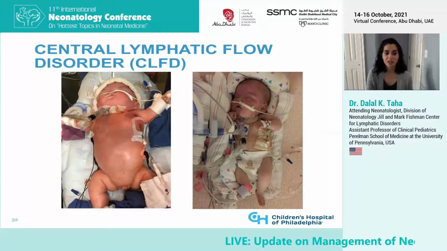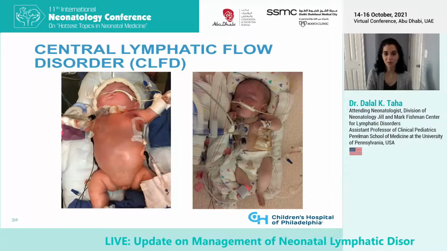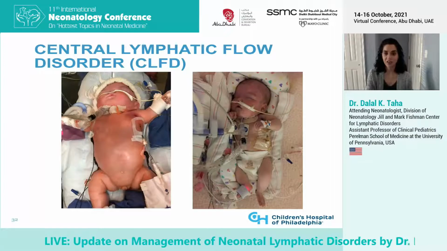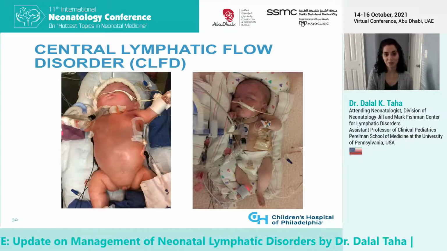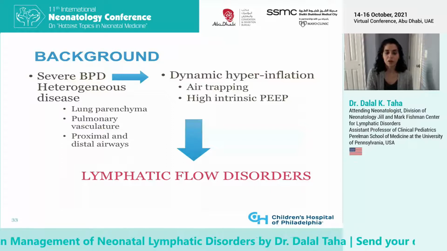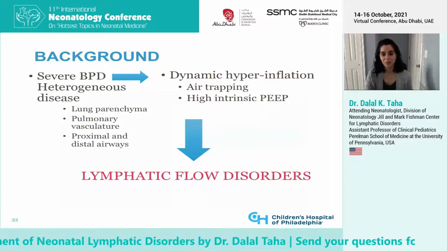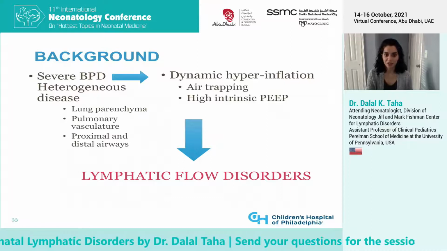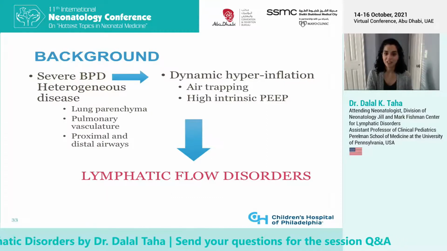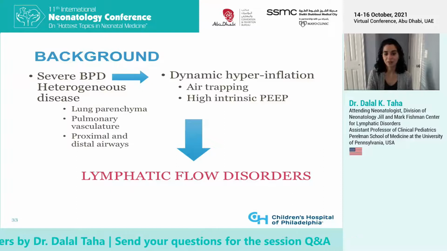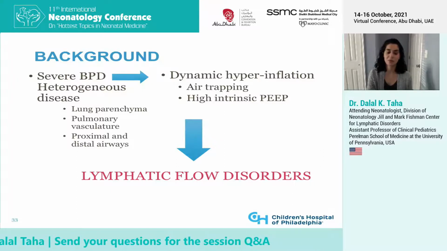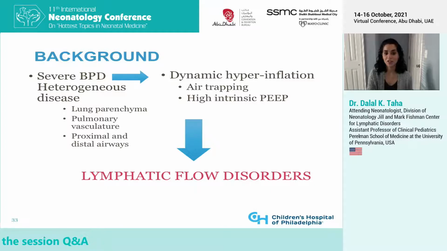We have had other similar patients in which thoracic duct externalization has been used to reduce overall body wall edema, allowing for surgical interventions, specifically lymphovenous anastomosis. Earlier, I mentioned that bronchopulmonary dysplasia can also lead to lymphatic dysfunction. Severe BPD is a heterogeneous disease that affects the lung parenchyma, pulmonary vasculature, as well as the proximal and distal airways. These abnormalities can lead to dynamic hyperinflation in some infants and can result in air trapping and high intrinsic PEEP.